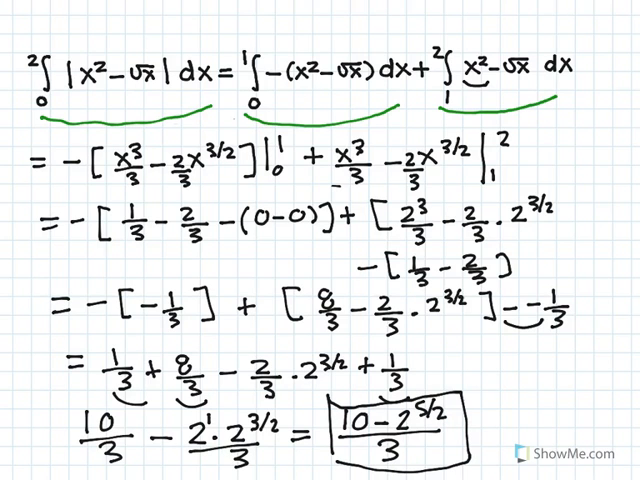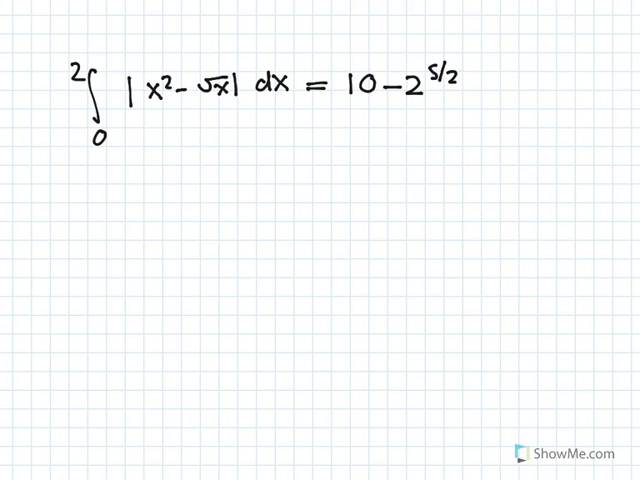All right, so what we have calculated here is the integral from 0 to 2 of the absolute value of x squared minus root x dx. We've evaluated this to be 10 minus 2 to the 5/2 divided by 3. If you decimalize this, it's going to be approximately 1.448. And this actually represents the area under the curve.